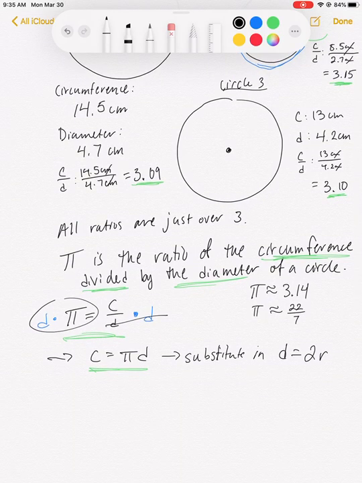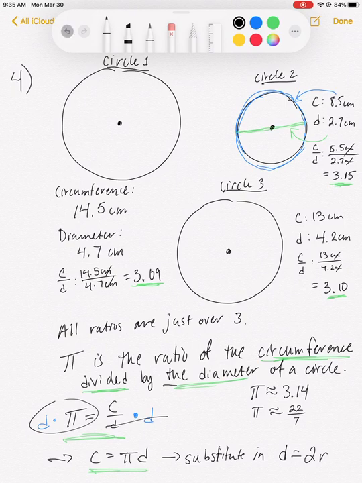And when I do that, I can also have the circumference equal to pi times 2r, which is also equal to 2 pi r. Okay, so there's another circumference equation, pi times diameter and 2 pi r. Okay, so clearing that, we're going to move on to number 5, more terms.